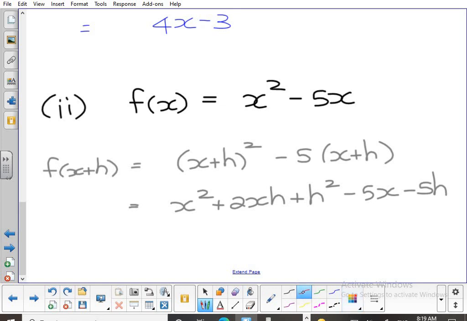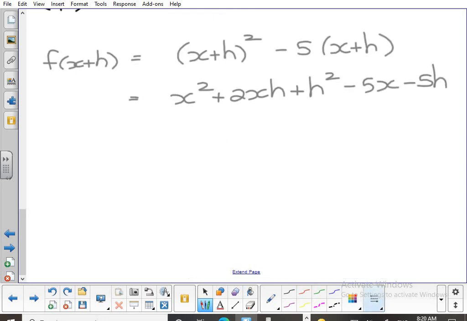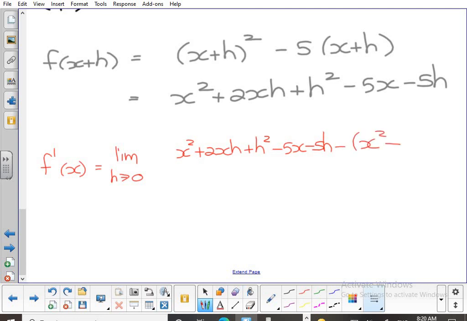Now I go to my formula, and into my formula I'm going to substitute now. So I'm going to get the first derivative of f(x) equals the limit where h tends to 0 of that thing, minus then the f(x), which was x squared minus 5x, everything over h.